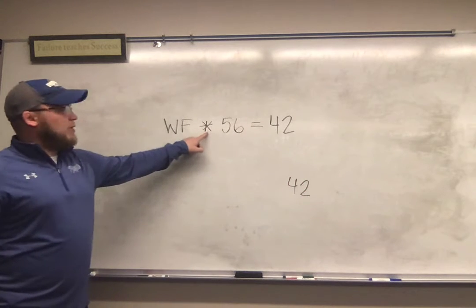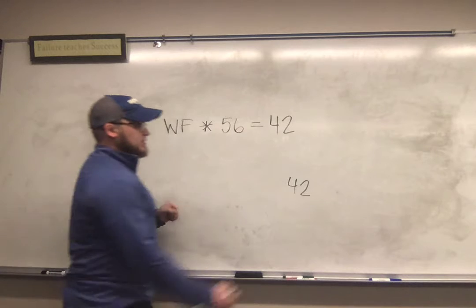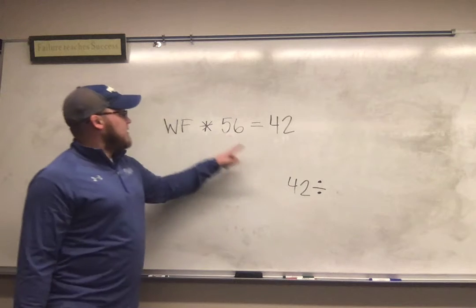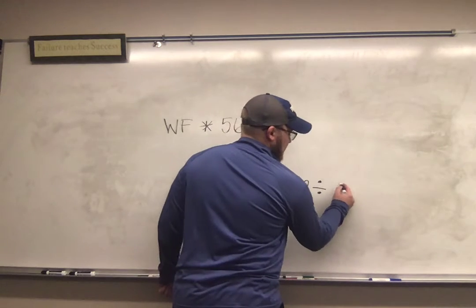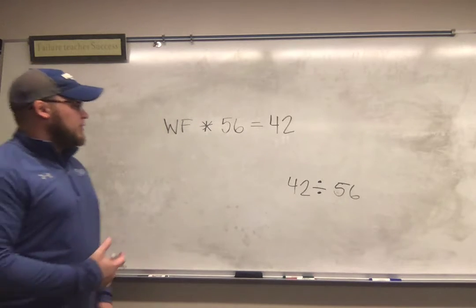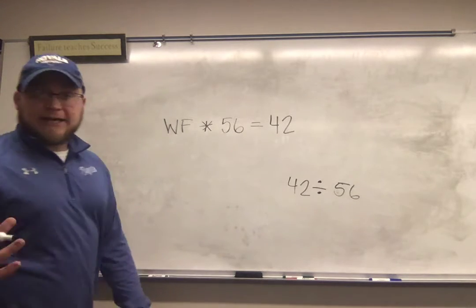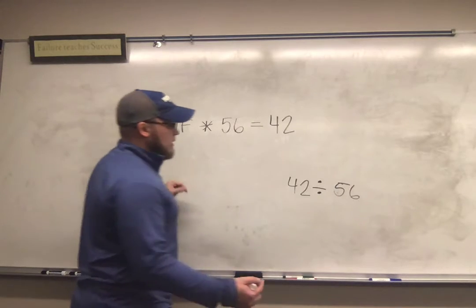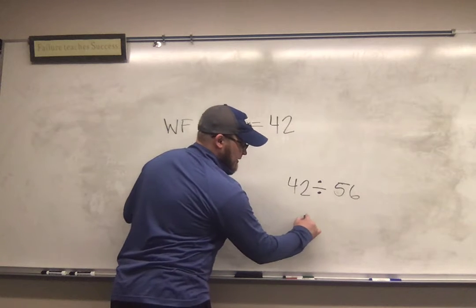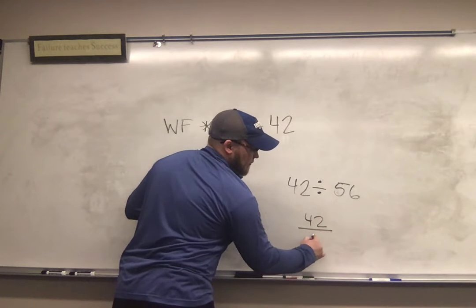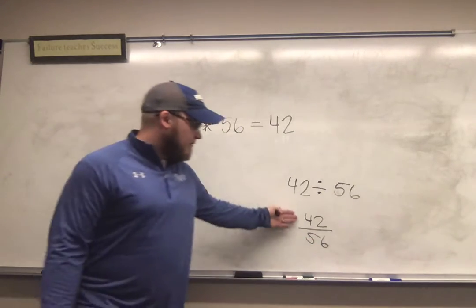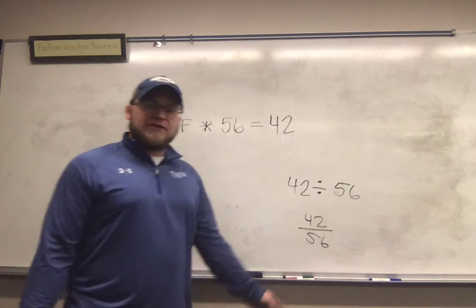You do the opposite of what you see here. The opposite of times is division. And you divide it by the other number, 56. That's how you get the answer. You can do it in decimal form, or in this case, it wants you to do it in fraction form. So how else can you write a division problem? You can write it like this: 42 over 56. Now there's my fraction. What fraction? Well, it's 42 of 56.